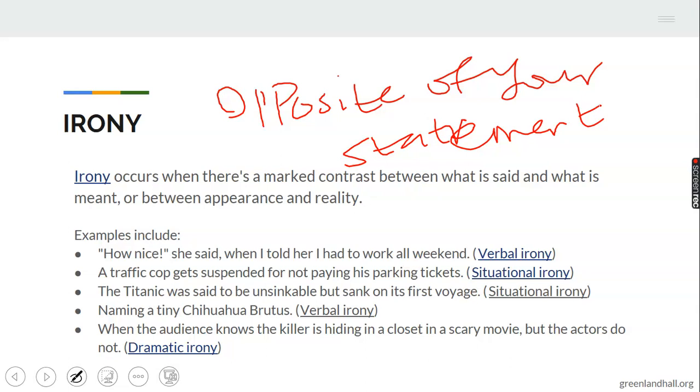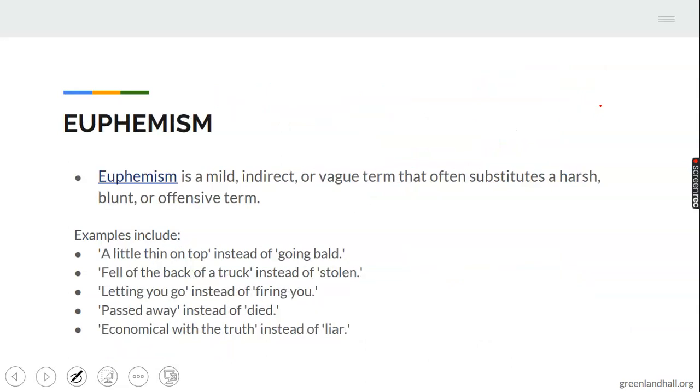Then a traffic cop gets suspended for not paying his parking ticket. How is that possible? When you are a traffic warden and you now become an offender, that is situational irony. Those are saying the opposite of what is meant. The Titanic was said to be unsinkable, but sank on its first voyage. Imagine, ironical things. Let's go on to euphemism now.